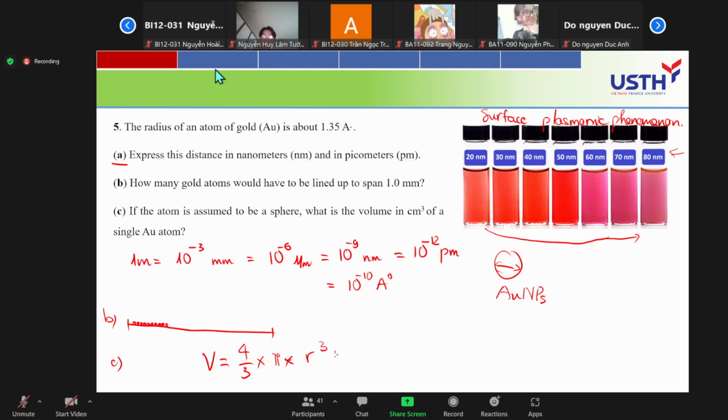Okay, so just that. Very simple, right? Be careful with the different units: centimeter, millimeter, picometer, nanometer, and so on. Okay, just that. For this exercise, very simple.